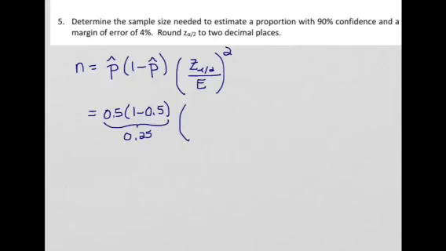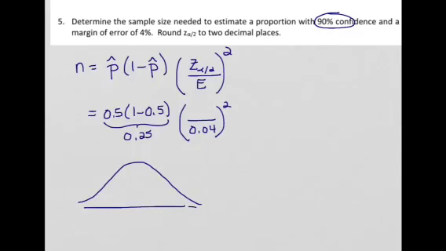Next we need z sub alpha over 2, and I'm going to have to calculate that. So let's plug in the margin of error, which is 0.04, because it's 4%. And so now I'll find my z value off to the side. Because we have 90% confidence, what I'm going to do is sketch the distribution and say that we have 90% in the center. The z value is actually this value right here on the right-hand side.